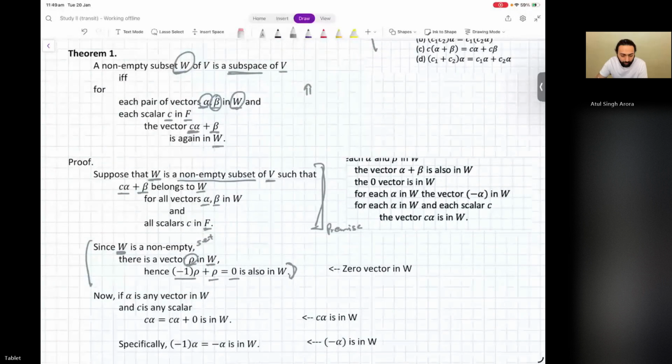Well, we know W is non-empty, so there's a vector rho. Right, so far so good. And if you multiply a vector by a scalar, then that's also still part of the subspace. Mm-hmm. And then by closure, like we can.